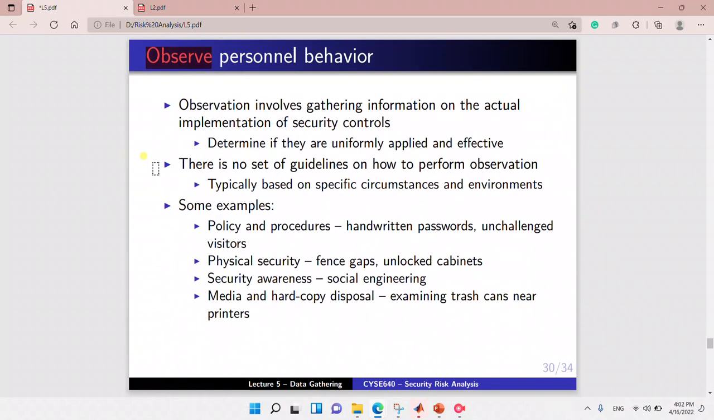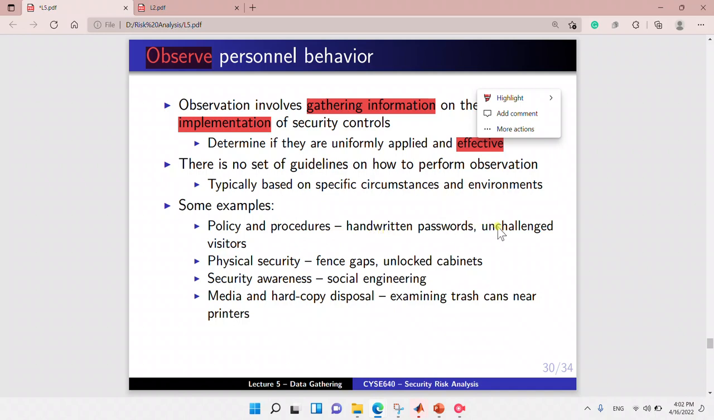Observe. هلا احنا خلصنا ال inspection. Now we observe. احنا في ال RIIOT. Alright, so it involves gathering information on an actual implementation. So we just observe what is already implemented and we determine if they are effective. There is no set of guidelines on how to perform observation, typically based on circumstances and environment.